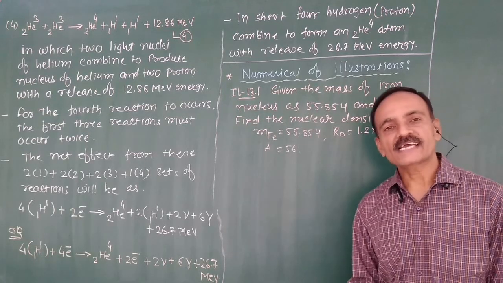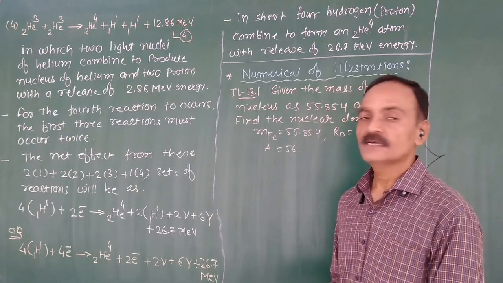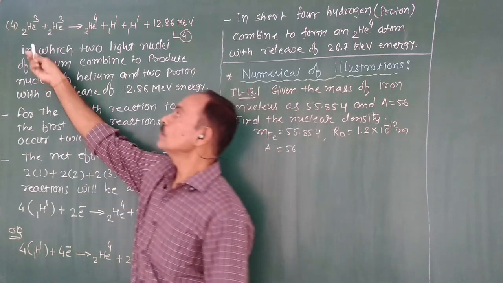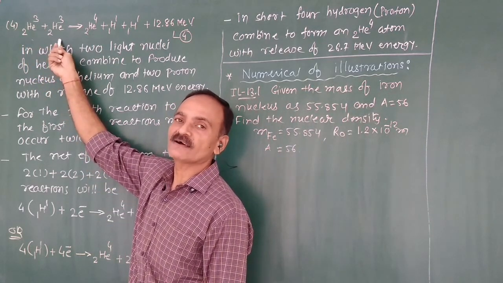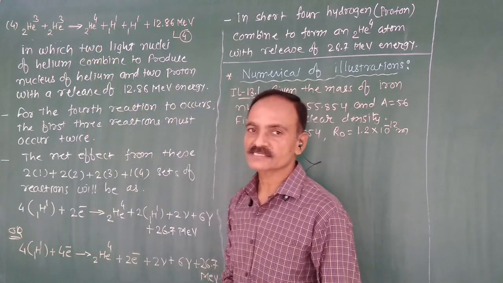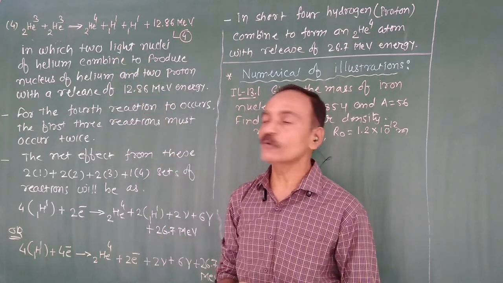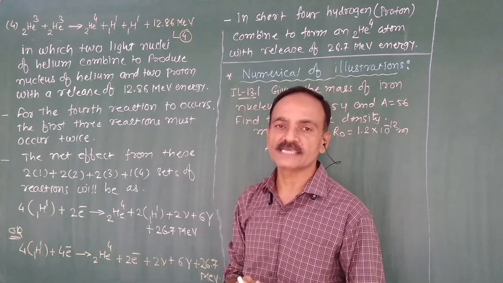Okay, the proton cycle in the sun occurs 2 times, and as a result, the fourth reaction is that these two light helium nuclei, 2He3, again combine with another light helium nucleus to form the helium nucleus, plus 2 hydrogen or the 2 protons, plus 12.86 MeV energy is released.